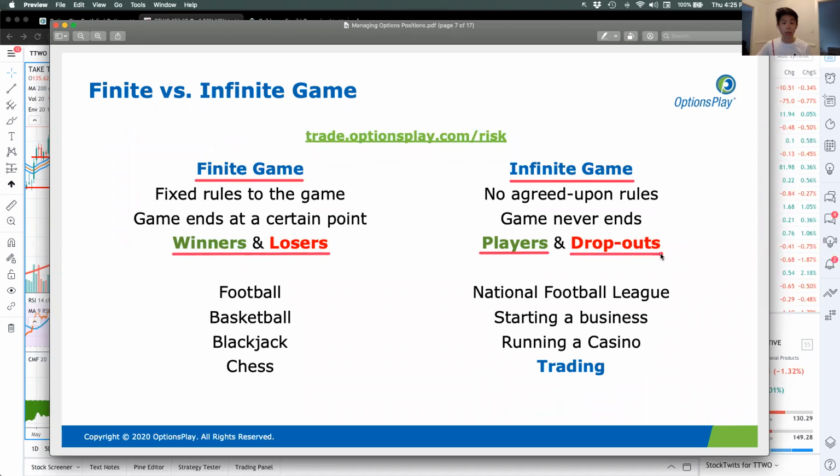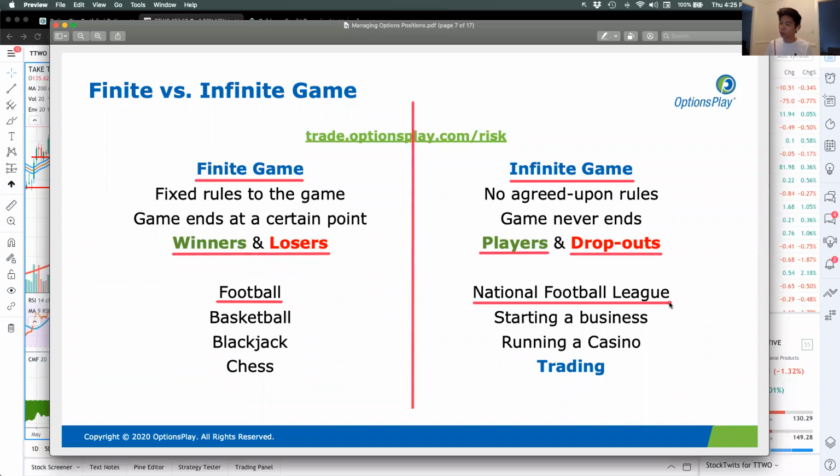So if you think about what types of games fall into this category, once you make this delineation between left and right, that's when it really changes your thought as far as how you approach trading. Because, for example, football is a finite game, but running the National Football League is an example of an infinite game, because there's no such thing as winning in the National Football League. You can't win owning the football league. You can only continue to operate as a league until someone else potentially comes along and creates a better league and pushes you out, right?